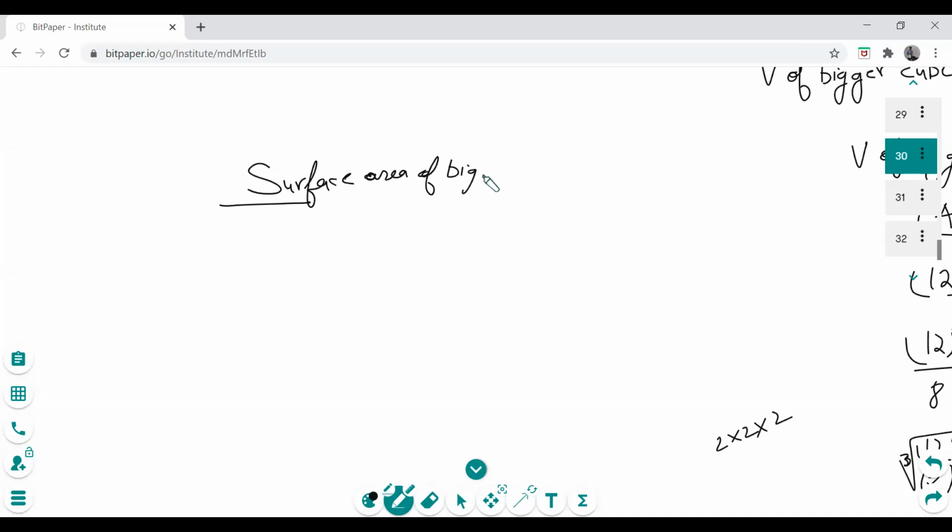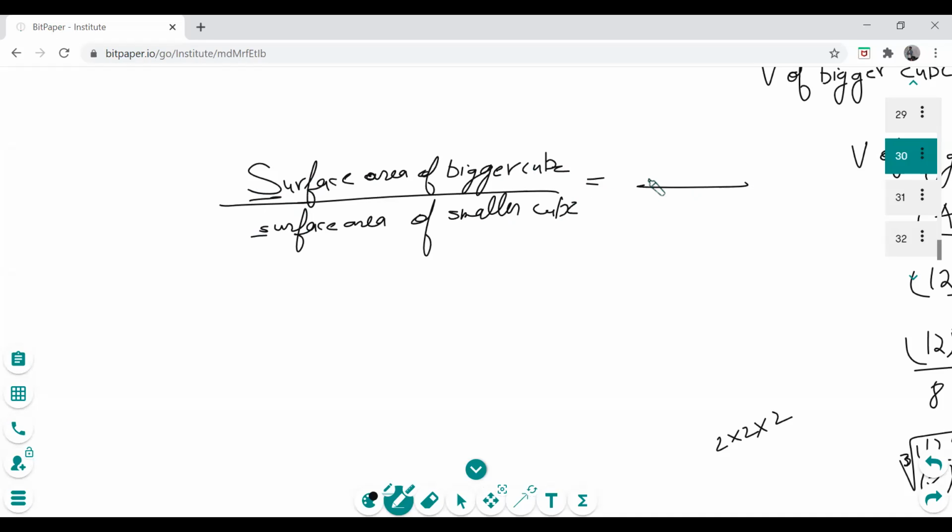over the smaller. Do you people remember the formula for the surface area of a cube? When I say surface, it's total surface, and s stands for the surface area of the smaller cube. I know the sides for both. Yes, what's the formula for the total surface area of a cube? 6a square. Good.